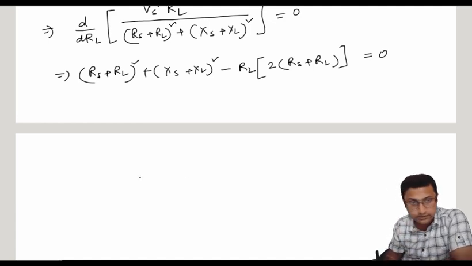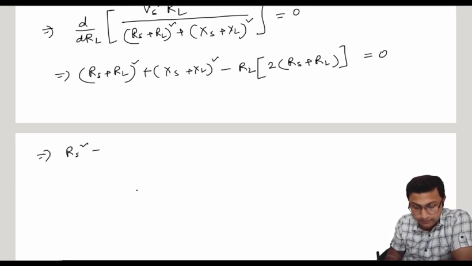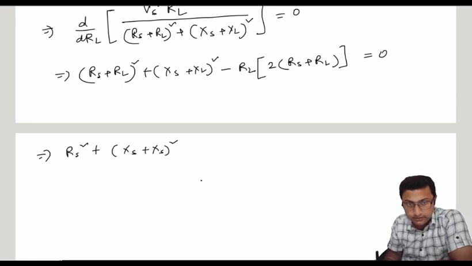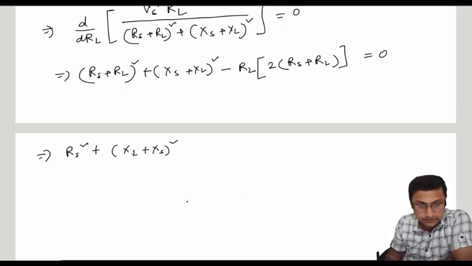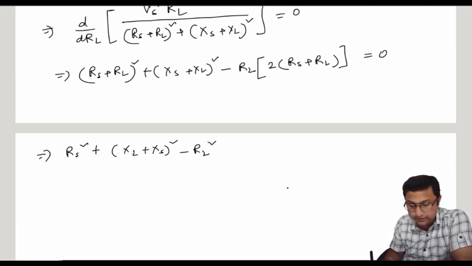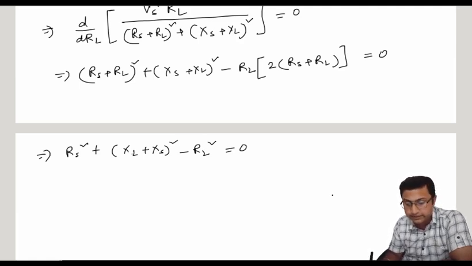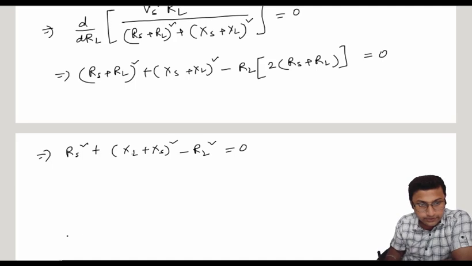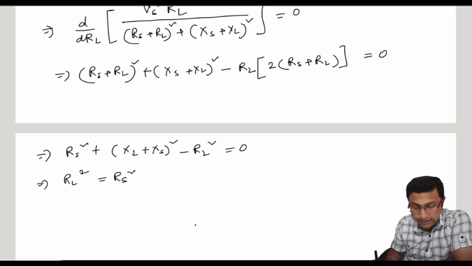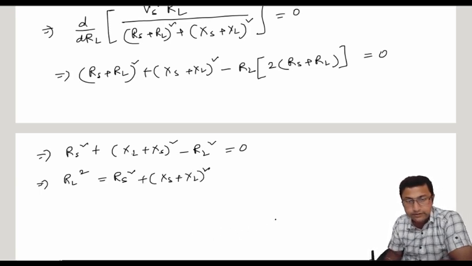From this we can write after solving, that is Rs square plus (XL plus XS) whole square minus RL square, that is equal to 0, right? The other terms will be cancelled out. So now we can write RL square equal to Rs square plus (XS plus XL) whole square.